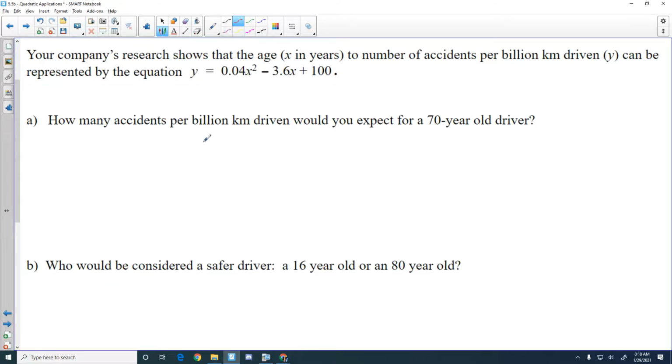So how many accidents would you expect for a 70-year-old driver? All right, so 70, that's an age. Is age going to be the x value or the y value? That's your x, your age. All right, so when x is 70, I want to know how many accidents, which is the y. So we need to find the y value when your x is 70.